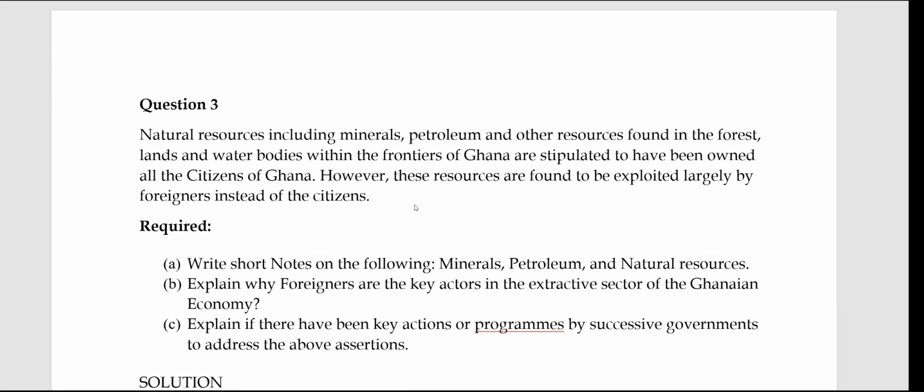Now, very interesting. Question number 3. Natural resources include minerals, petroleum, and other resources found in the forests, lands, and water bodies within the frontiers of Ghana and are stipulated to have been owned by all citizens of Ghana. However, these resources are found to be exploited largely by foreigners instead of citizens. Wow. Write short notes on the following: minerals, petroleum, natural resources. What question are they asking?